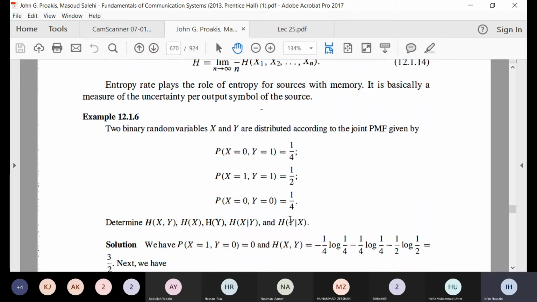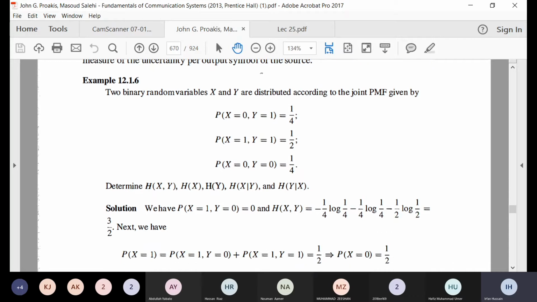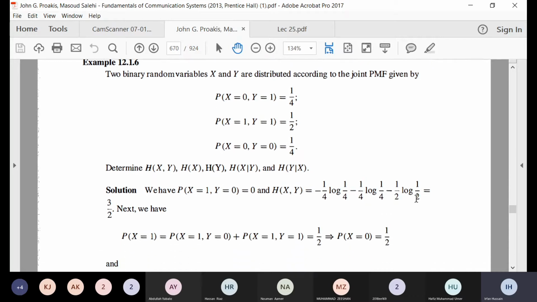Now let's try to find entropies, various entropies, conditional, joint, and all that. You have a joint distribution: 0, 1, 1, 1, 0, 0. You can see (1,0) is not there, and all these probabilities add to 1. This means the probability of x being 1 and y being 0 is equal to 0. So what will be H(X,Y)? H(X,Y) will be these probabilities times log of the inverse of their probabilities, added up, and you will get the entropy. So joint entropy comes out to be 3 over 2. Remember, all these logs are to the base 2.